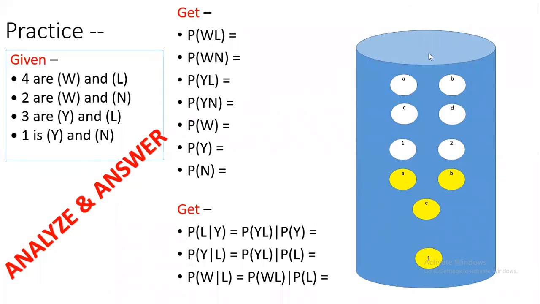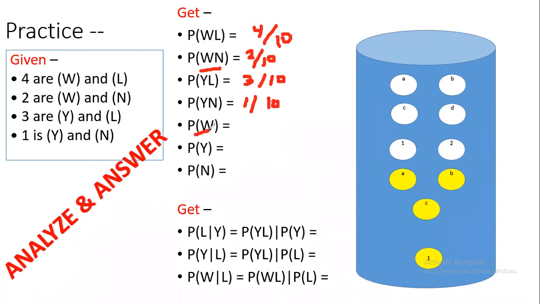Let's get the following. White lettered. Ilan yung white lettered among the given? 4 po. So the chance is 4 over 10 po, or 40%. White numbered. 2 po. 2 over 10. Yellow lettered. 3 po. 3 over 10. Yellow numbered. 1 over 10.